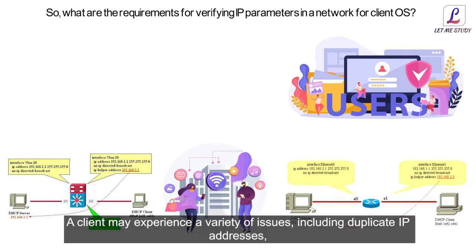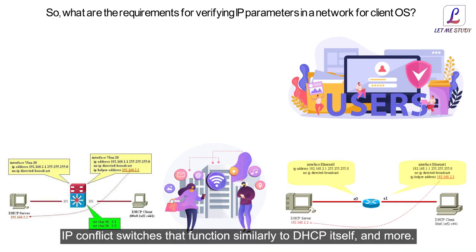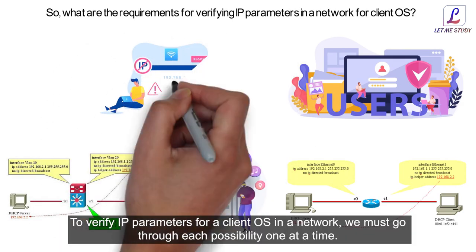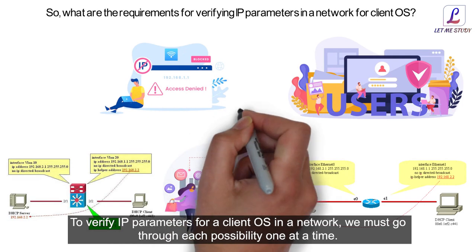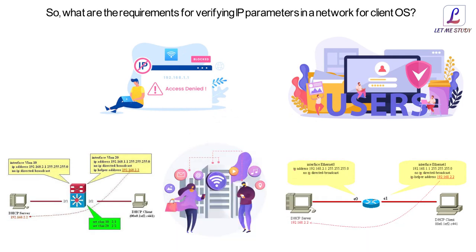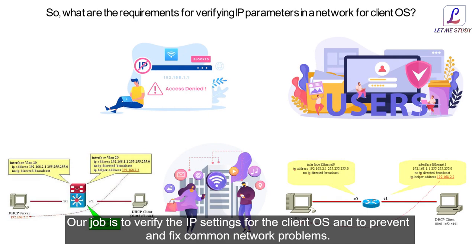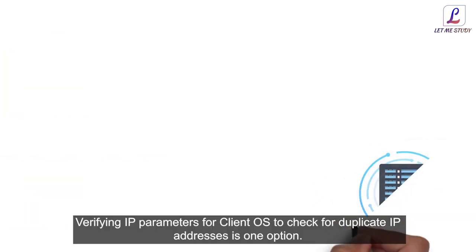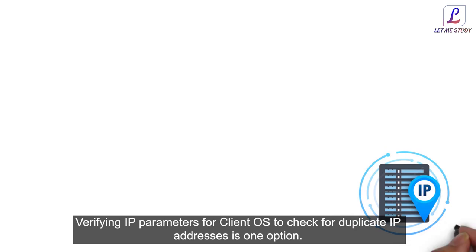A client may experience a variety of issues, including duplicate IP addresses, IP conflict, switches that function similarly to DHCP itself, and more. To verify IP parameters for a client OS in a network, we must go through each possibility one at a time. Our job is to verify the IP settings for the client OS and to prevent and fix common network problems. Verifying IP parameters for client OS to check for duplicate IP addresses is one option.